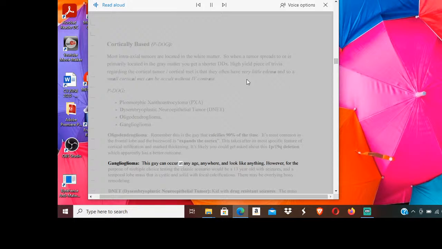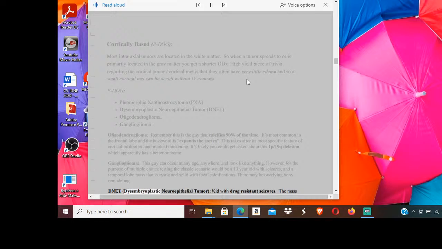Ganglioglioma, this guy can occur at any age, anywhere, and look like anything. However, for the purpose of multiple choice testing, the classic scenario would be a 13-year-old with seizures, and a temporal lobe mass that is cystic and solid with focal calcifications. There may be overlying bony remodeling.